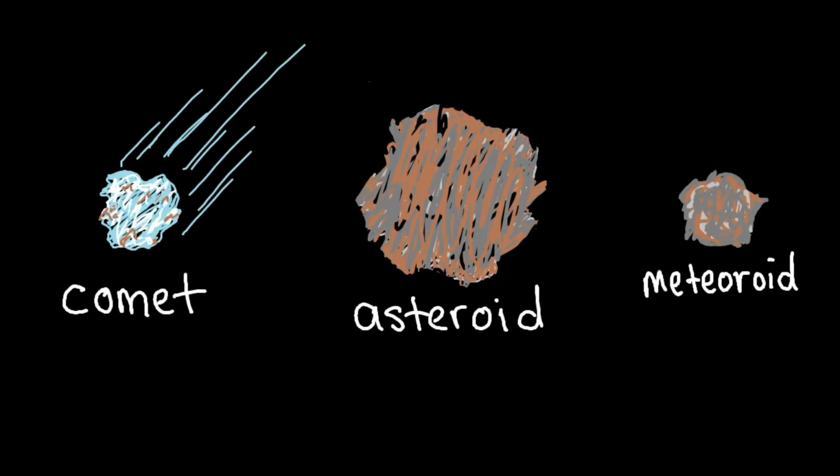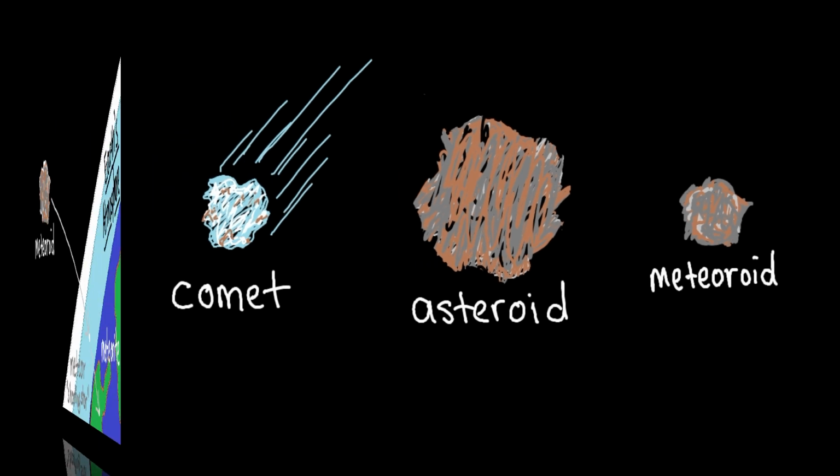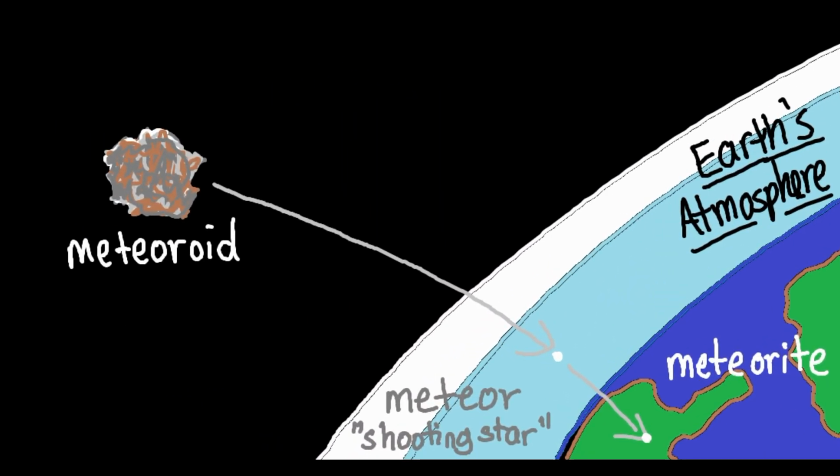Lastly, we have meteoroids, which are found in space. They're just smaller clusters of rock or metals, sometimes from asteroids, sometimes from comets. They're called meteoroids when they're in space. As soon as one touches the Earth's atmosphere, it's called a meteor. We know those as shooting stars.